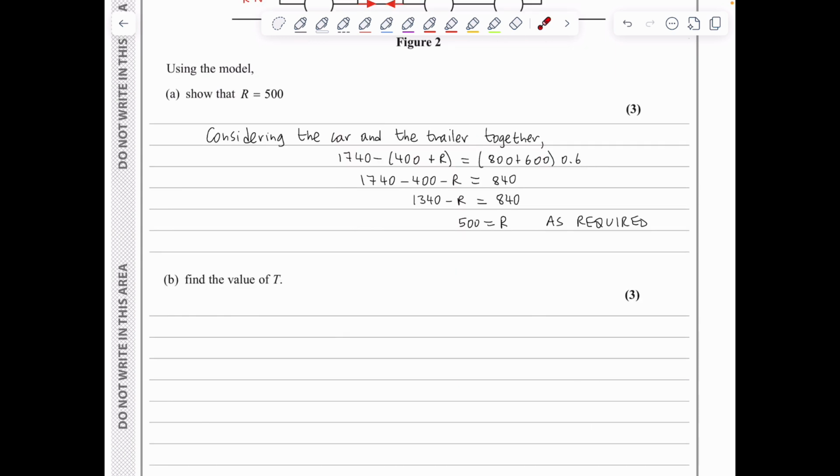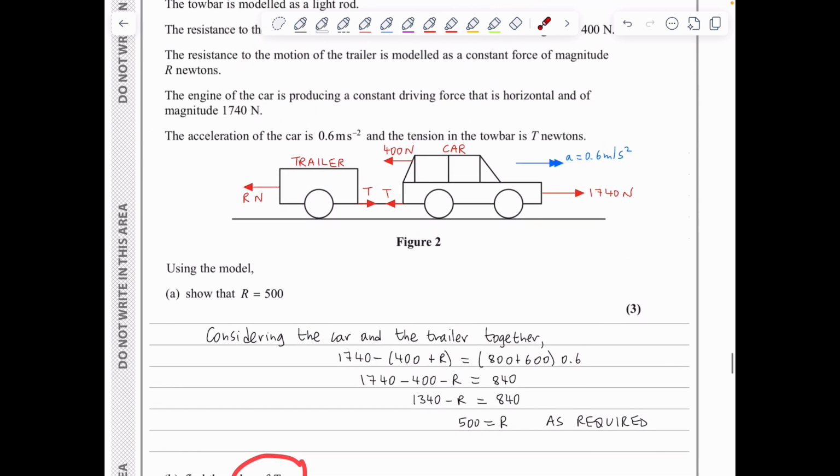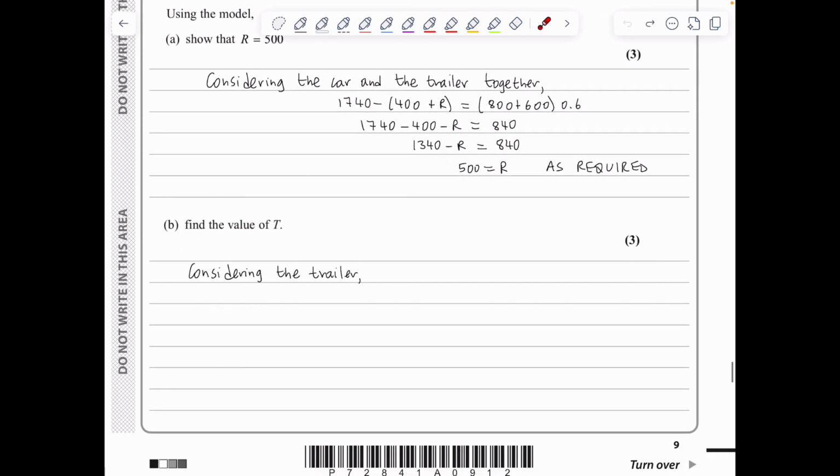In part B, we're asked to find the value of capital T. So going back to the diagram here, I could highlight here, these are the forces acting on the trailer, and over on the right hand side, these are the forces acting on the car, and I could be considering either the trailer or the car to determine the value of capital T.